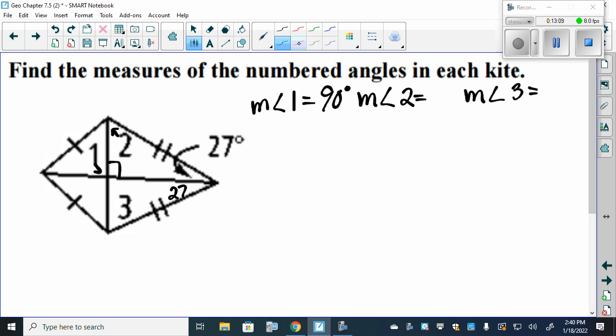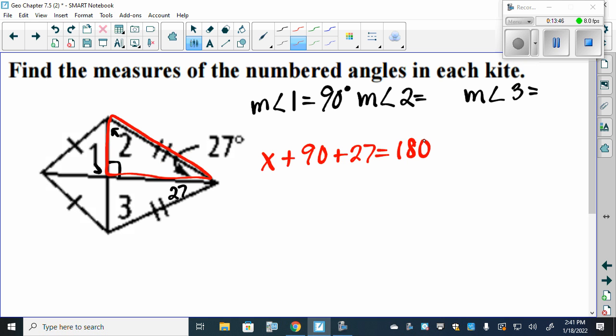Now if we're looking at this here, these 3 angles do make a triangle. And the sum of the interior angles of a triangle is 180. So 90 plus angle 2 plus 27 should equal 180 degrees. So we can actually find out what the measure of angle 2 is by setting x plus 90 plus 27 is equal to 180. And we can solve for the value of x.